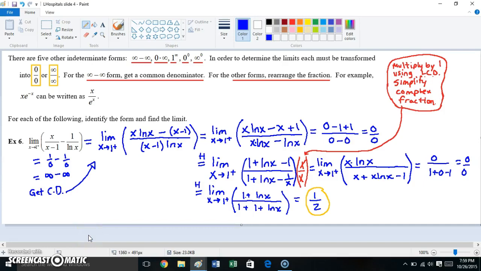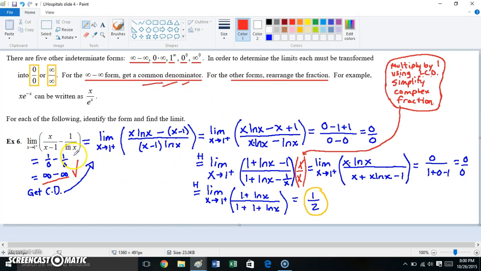Before I move on to examples 7, 8, and 9, I wanted to make sure that I fixed up example 6, since I had made a mistake in my answer key. The answer should be 1/2, and this slide shows all the algebraic work to do that. So first we are going to check, and we see that we have an infinity minus infinity scenario. That's an indeterminate form. So when you have infinity minus infinity, the recommendation is to get a common denominator.